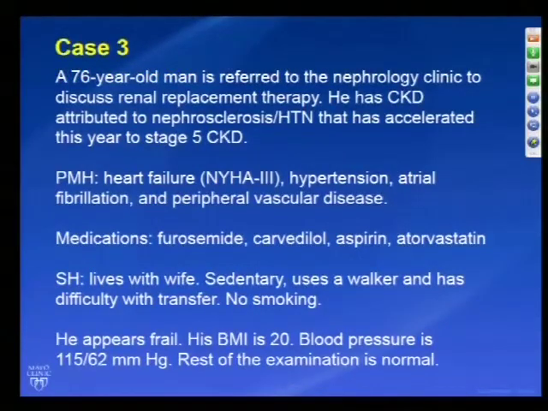Okay, I'm going to move to the third and last case, and this is a dialysis case in the elderly. A 76-year-old man was referred to the nephrology clinic to discuss renal replacement therapy options, and he has CKD, which has been attributed to nephrosclerosis and hypertension, which has worsened over the last few years. His past medical history includes heart failure with NYHA class 3, hypertension, atrial fibrillation, and peripheral vascular disease, a typical vasculopath patient. He's on furosemide, carvedilol, aspirin, atorvastatin.